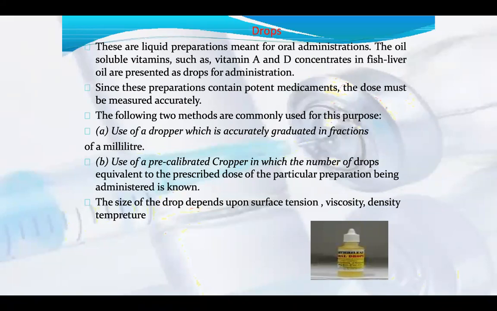In syrups, you can take the syrup with spoons, but drops can be used with the help of a dropper. So how many drops you need, they have added over there. Second is use of a pre-calibrated dropper in which the number of drops equivalent to the prescribed dose of the particular preparation being administered is known. So calibrated droppers can be used for however many drops you require for such dosage forms. The size of a drop depends upon the surface tension, viscosity, density, and temperature.